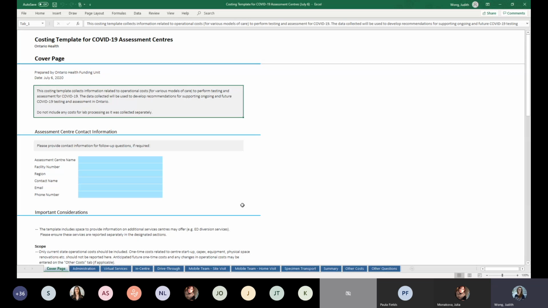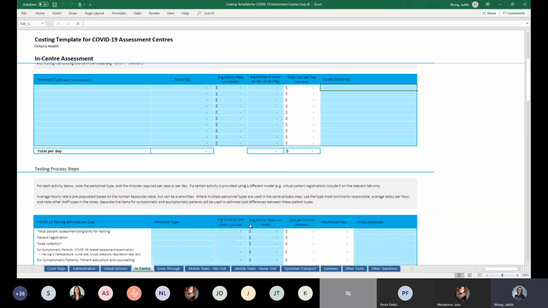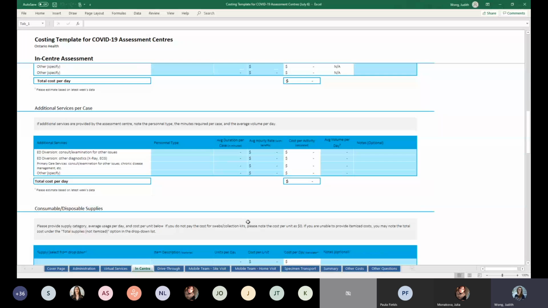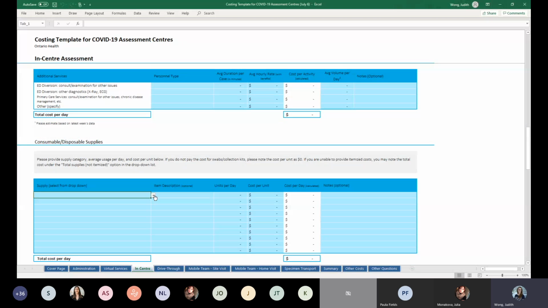And I think swabs was mentioned in that question as well. So if your swabs are provided to you at no cost, don't list them as a cost for you. You can optionally provide your volumes. So if you want to give us your swab volumes, you can optionally do that. Just list the units per day and the cost per unit as 0, because we know that the cost may be 0 for most sites.